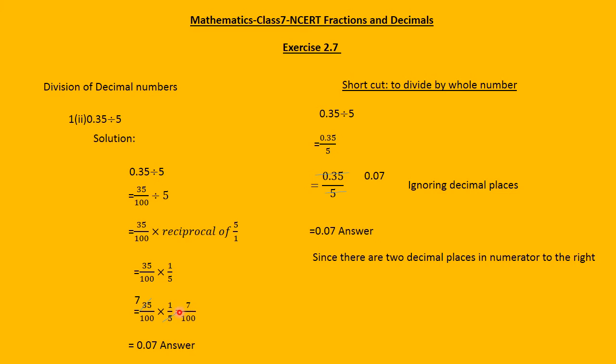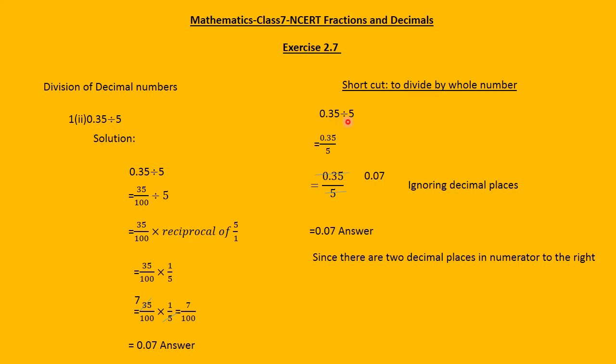So it cancels. 5 cancels with 35 how many times? 7 times, because 5 sevens are 35. So 7 ones are 7, 100 ones are 100. 7 upon 100. 7 upon 100 means 0.07. There should be two decimal places, so you place 0 and then put a decimal point. So 7, 0, put a decimal point, 0.07.